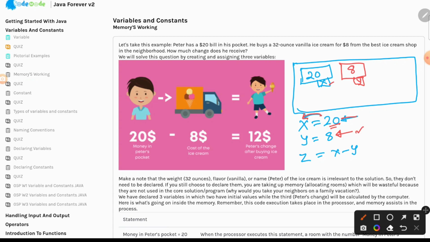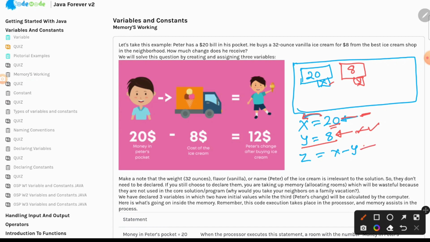Now, the most important thing to remember: the processor always works on the current line. Once the processor goes to line number 2, it does not know what was written in X. It executed and it forgot. Remembering the values is the job of memory. Execution is the job of the processor. So when you run this line, the processor does not remember the previous line. It always lives in the moment. So Y equal to 8 is set, it gives it to memory, memory creates a room, and Y 8 is set.